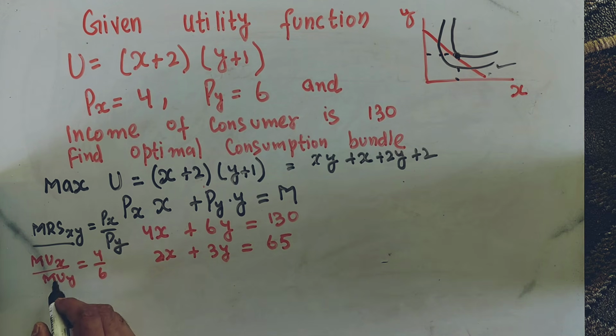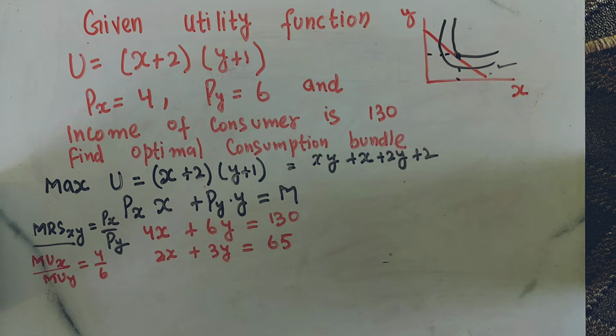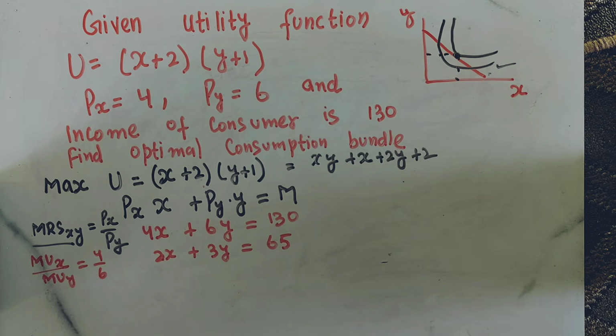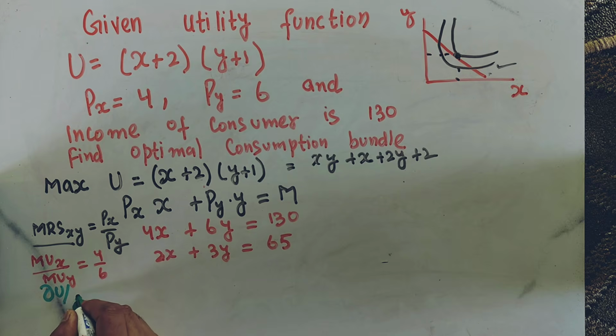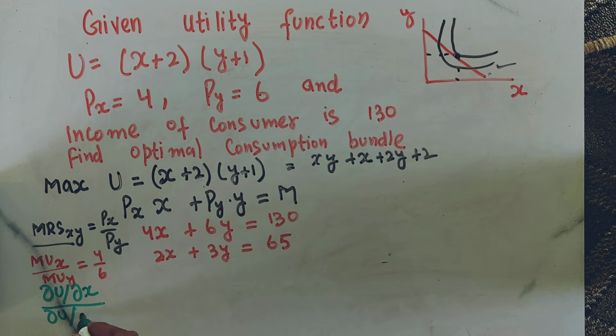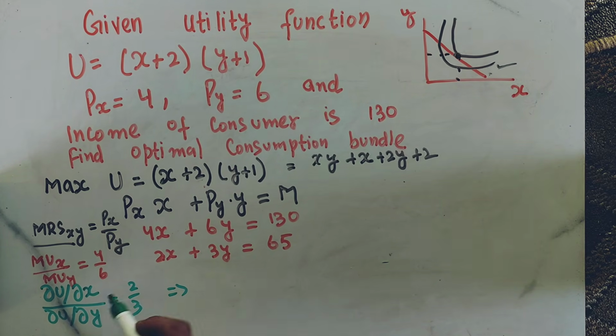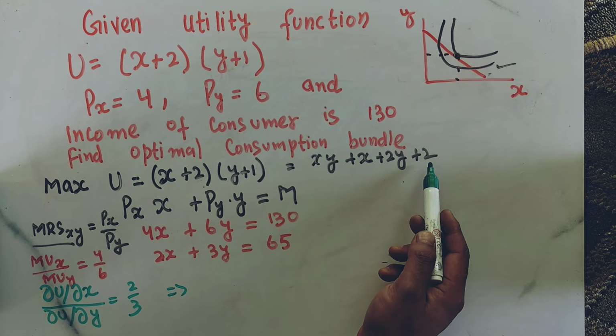Marginal utility of good x is simply the change in the total utility due to the change in the consumption of good x, divided by marginal utility of good y, which means the change in the total utility due to the change in the consumption of good y. 4 upon 6 can be written as 2 upon 3. Which implies du upon dx, the derivative of this function partially with respect to x.